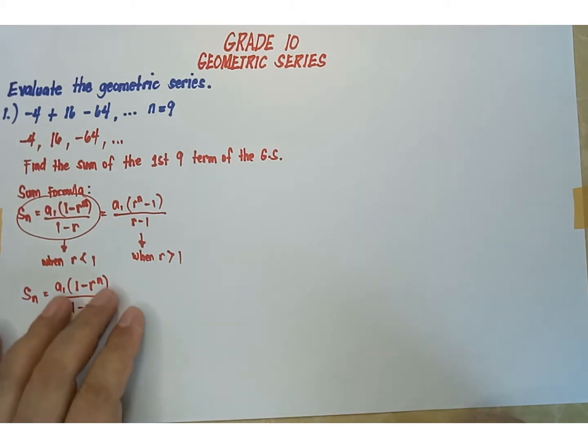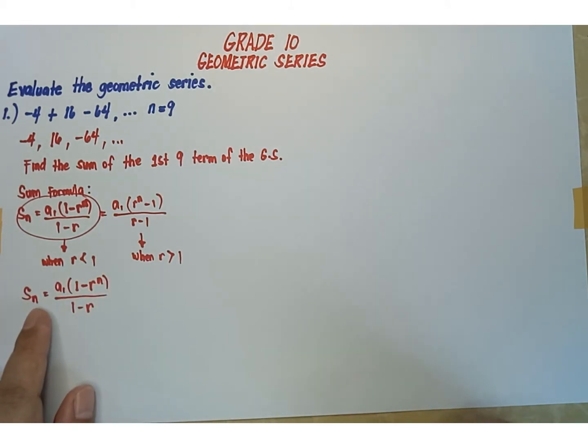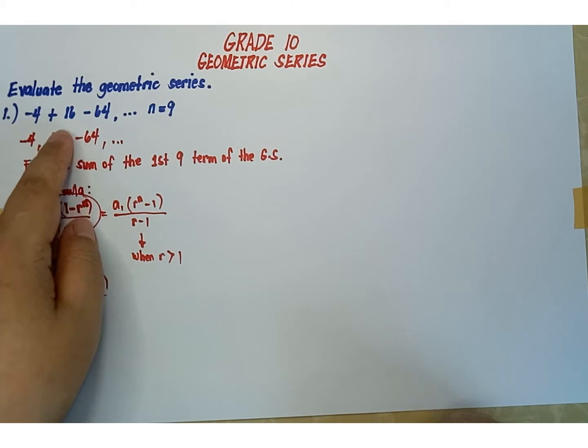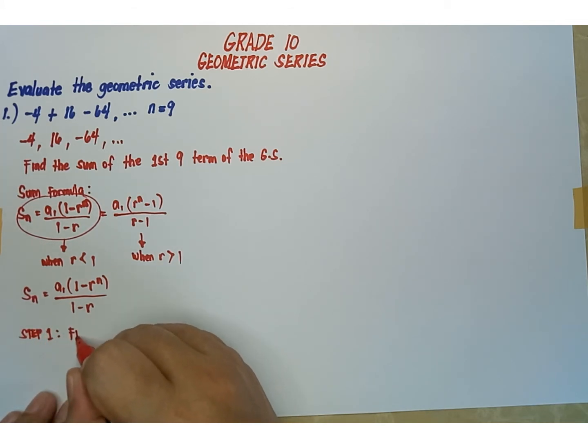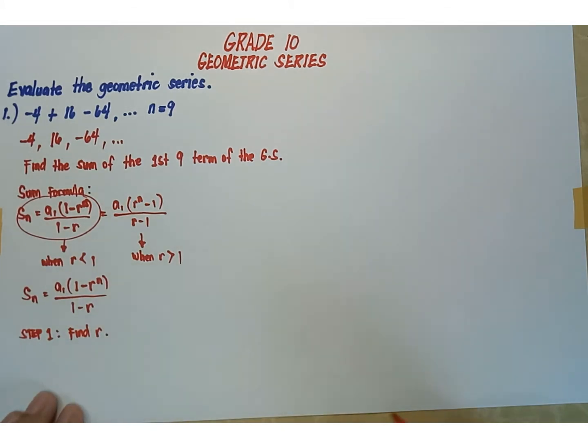Para makapag-evaluate tayo, tatlo ang kailangan nating information. We need to know n, so it's given. We need to know the first term, it's also given. And we need to know the common ratio. Pwede nating isolve yung common ratio. Yun ang step 1 natin, find r. Find r muna bago tayo makapag-solve ng series.